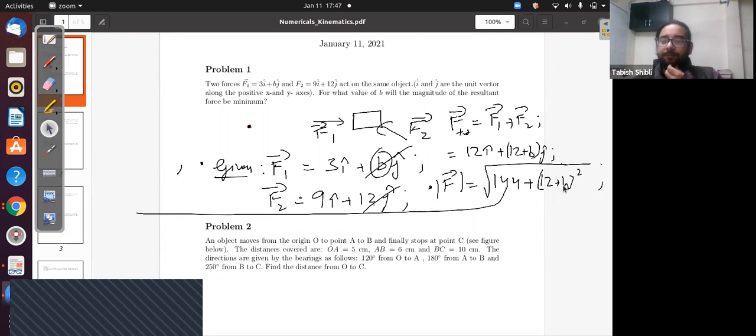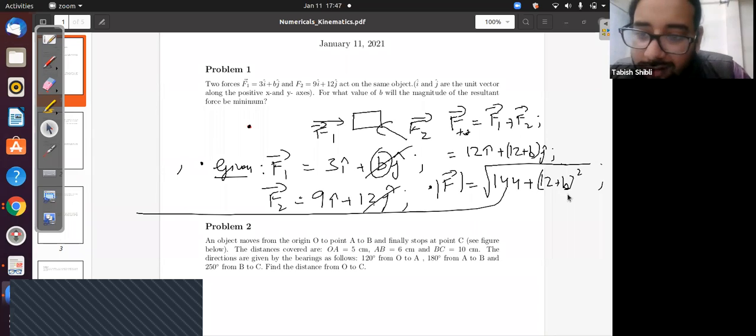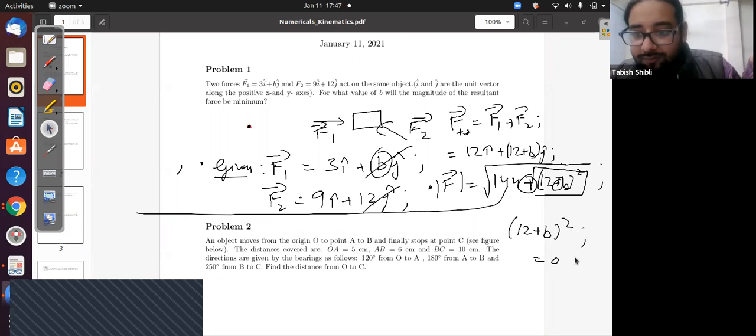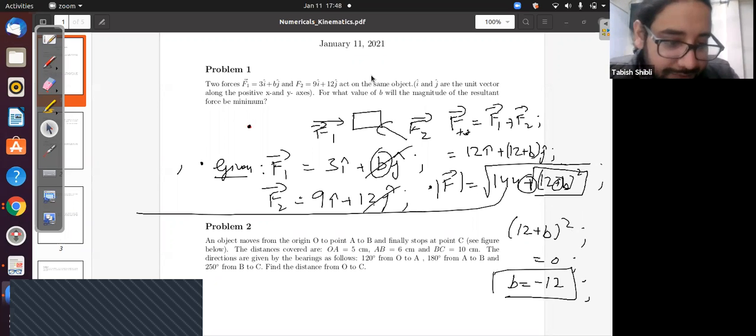Now this has to be minimum. So one thing you can do is literally take a derivative and put that to zero. Or the easier way: since the first term is positive, the smallest value will be when the second term is smallest. First realize this second term cannot be negative, because there is a whole square here. The smallest value of (12 plus b) whole square will be zero. So when is this zero? This is zero when b is equal to minus 12. And that is your final answer.